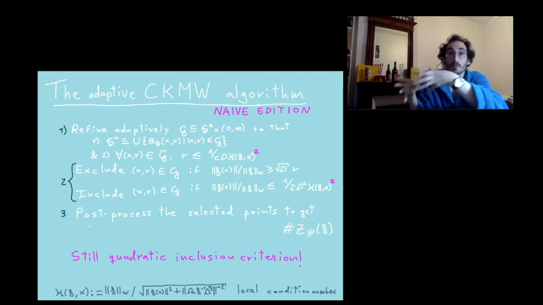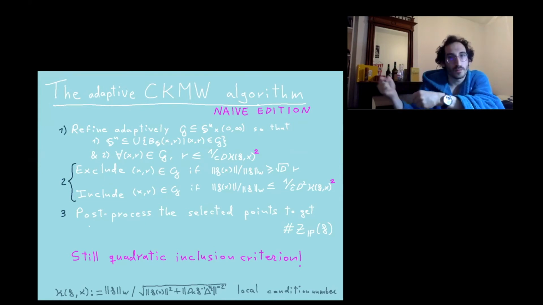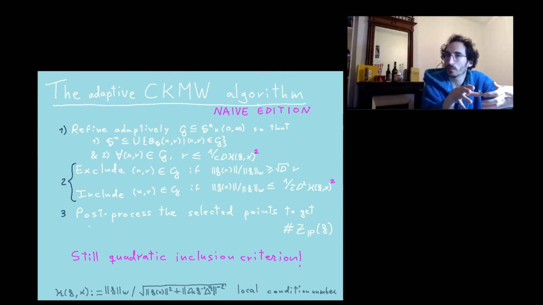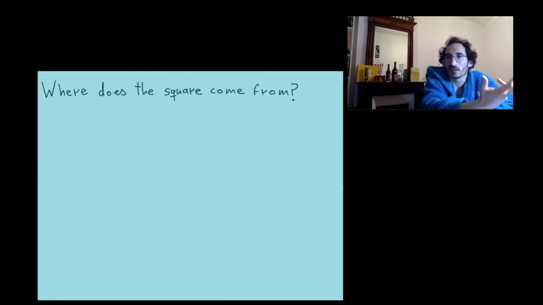So if in a certain part the local condition number is very big, then we will have to take smaller balls around that region. And if the local condition number is smaller in another part of the sphere, then we can take bigger balls in that part. In this way, we will exclude the points where the evaluation is big, and we will keep the points where the evaluation is small. Unfortunately, again, the square appears. And why do we get this square? This is the question.